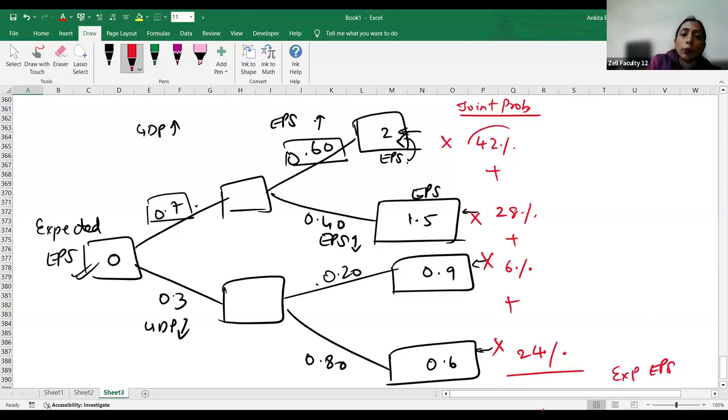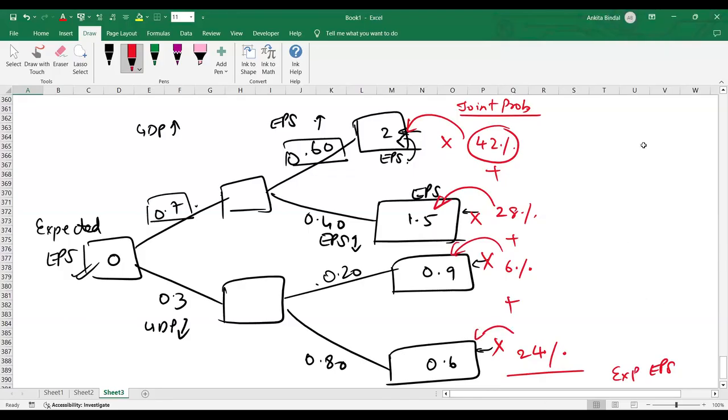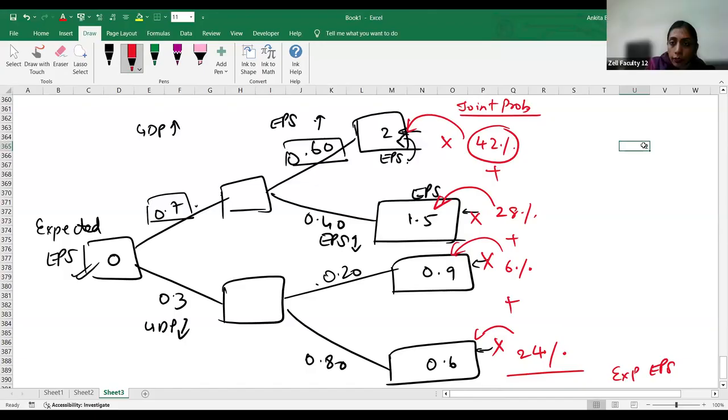So there is 42% probability that you will get 2. So you'll do 2 into 42%. 22% probability of 1.5 and so on. How much are you getting? For the first one, 0.84. Okay. Solve and tell me the final answer.